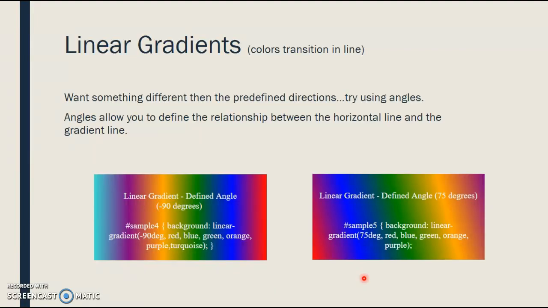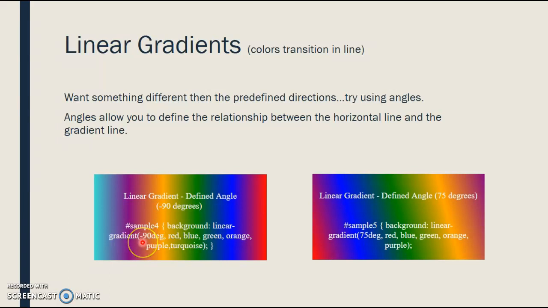If you want to have a little more flexibility or control over that transition line, then you can use angles. With angles, you're defining the relationship or the angle between the horizontal line and the gradient line that you want. And so in this first example, I did a 90-degree gradient, which, 90 degrees from a horizontal line, is a vertical straight up and down line. And so it's very similar to if I were to define it to left to right.